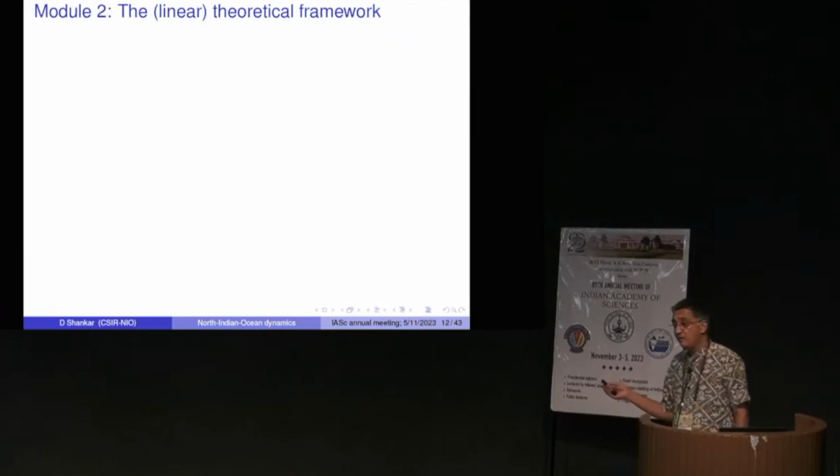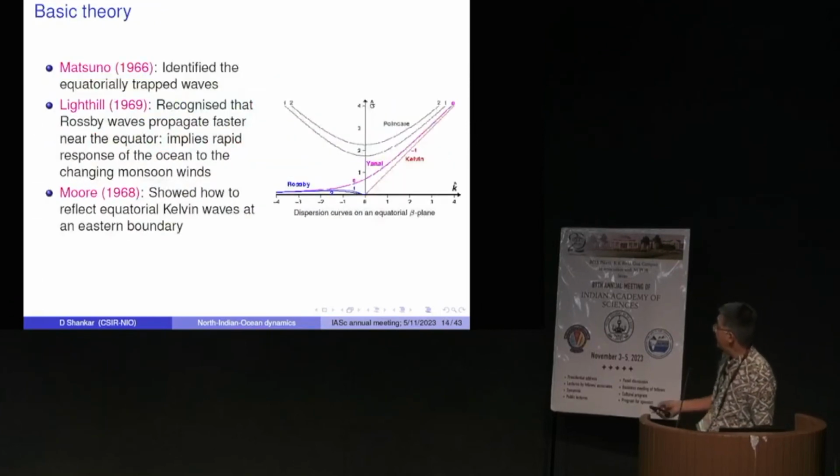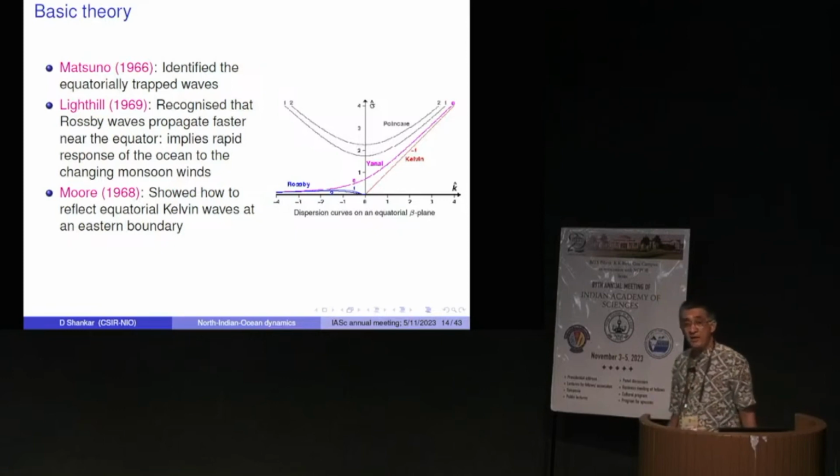So what explains what we are seeing? Now there are questions that I've listed, but I'm going to look at just one of them. Why does the West India coastal current flow into the wind during the winter monsoon? The basic theory is contained in two papers by Taro Matsuno and James Lighthill, and an unpublished PhD thesis by Dennis Moore, 1968, all of them dating back to the 1960s.